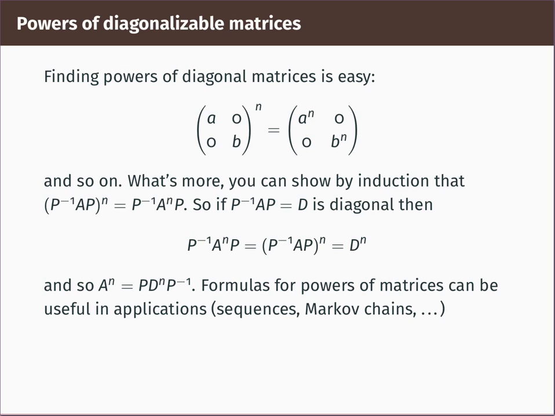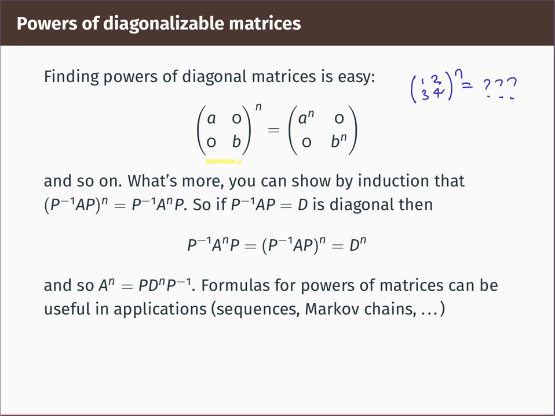And if you've got a diagonal matrix, finding powers of that diagonal matrix is very easy. Because, for example, if you have the 2x2 matrix with A, 0, 0, B, which is a diagonal matrix, then it's easy to see, or prove by induction, that its nth power is just A to the n, 0, 0, B to the n. Compare that with finding a form for the nth power of something like 1, 2, 3, 4, and you'll see that this is, relatively speaking, very easy.